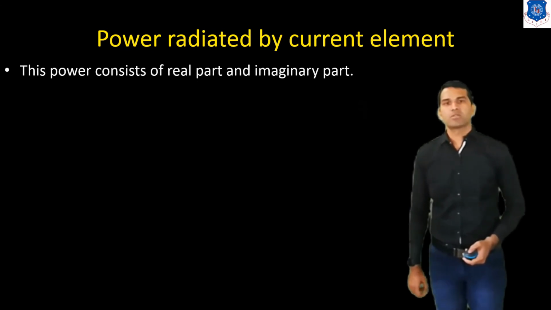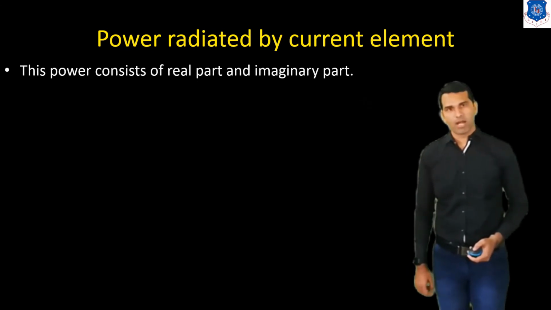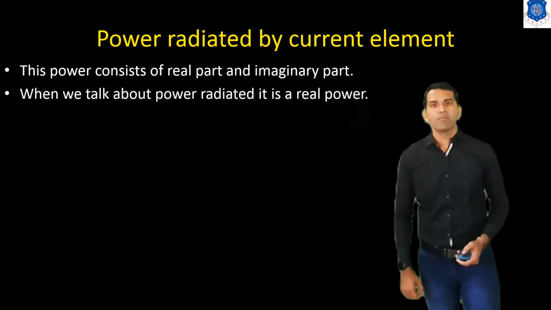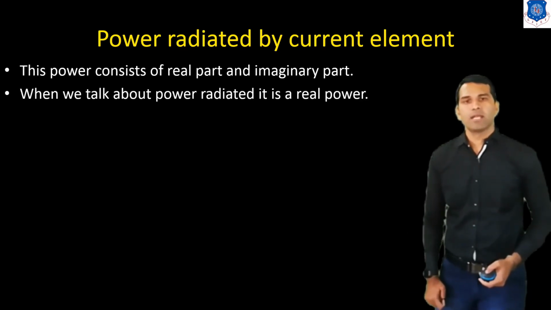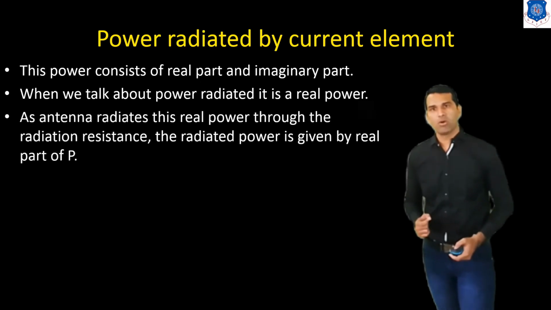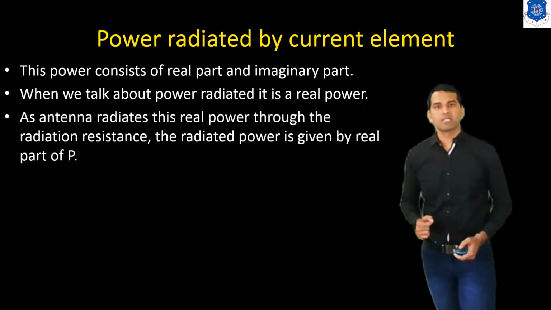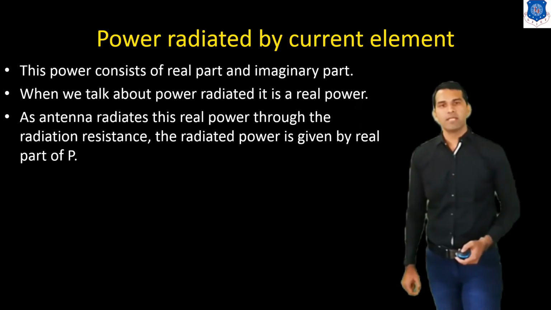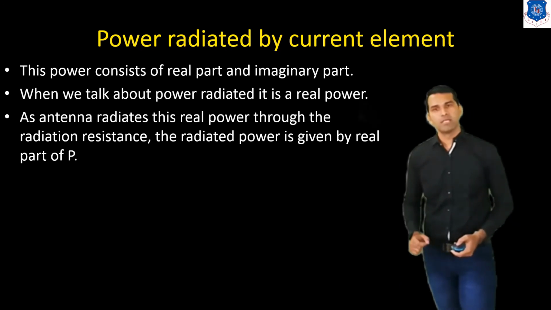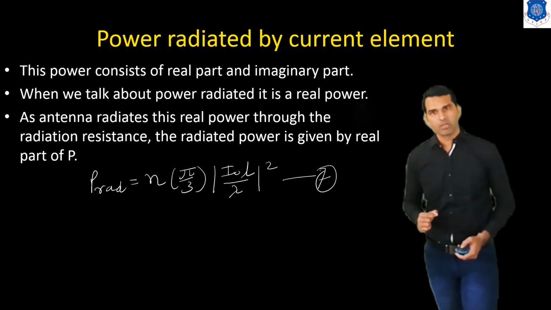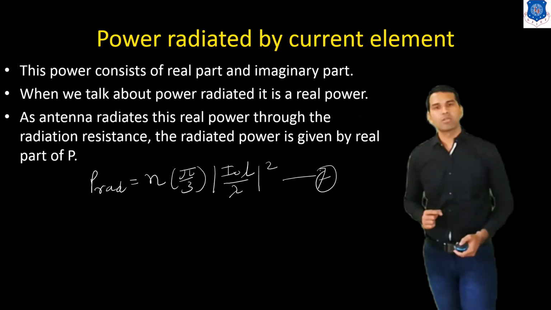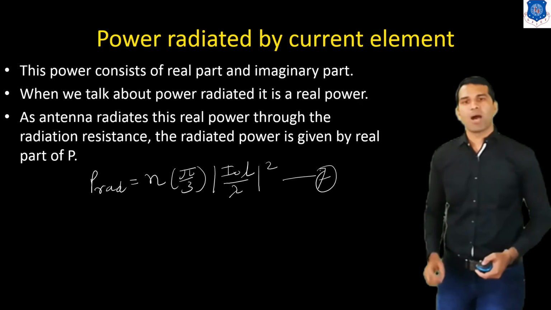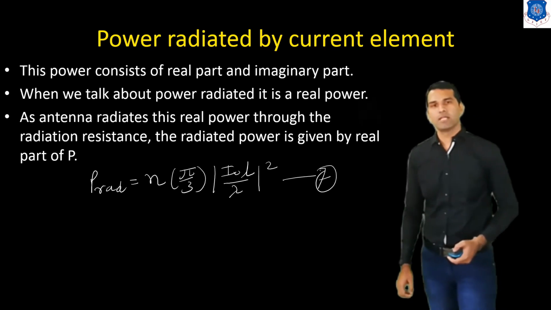This power consists of a real part and an imaginary part. When we talk about the power radiated, it is the real power. As the antenna radiates this real power through the radiation resistance, the radiated power is given by the real part of P. So we can write P_radiated equals ηπ/3 (I0 L/λ)². This is the power radiated equation, or the radiation power equation.